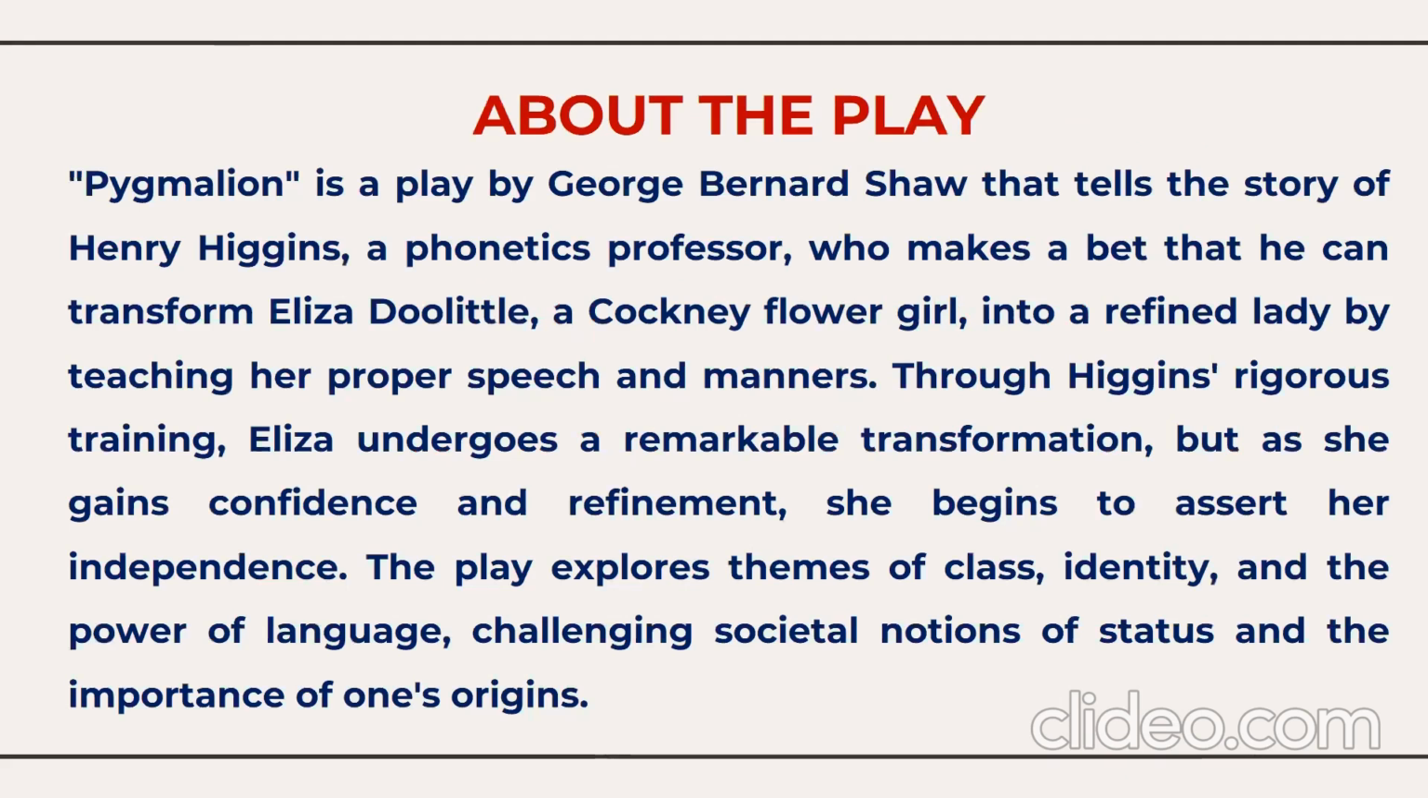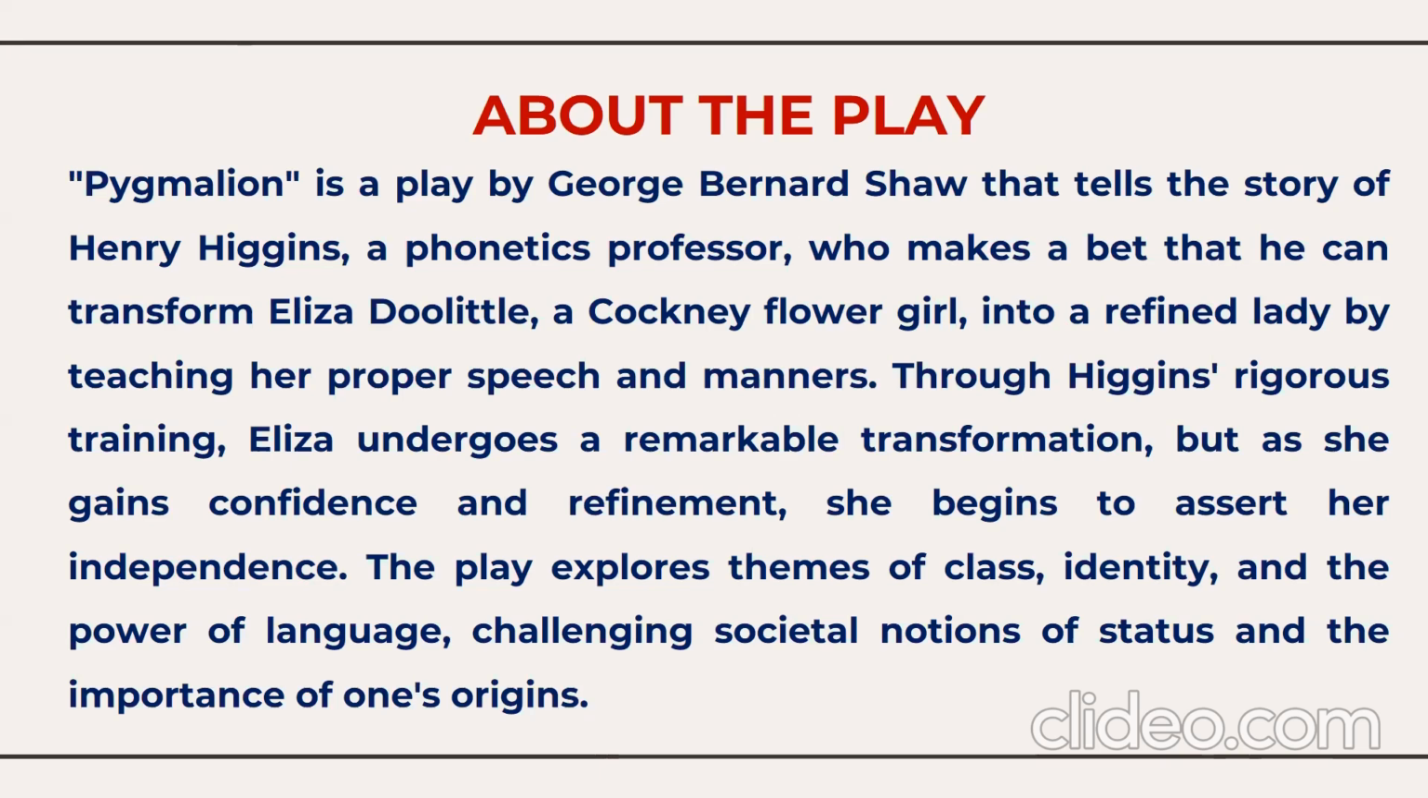Now, what is this play about? Pygmalion is a play by George Bernard Shaw, which tells the story of Henry Higgins, a phonetics professor who makes a bet that he can transform Eliza Doolittle, a Cockney flower girl, into a refined lady by teaching her proper accent, proper speech, and manners. Through Higgins' rigorous training, Eliza undergoes a remarkable transformation.